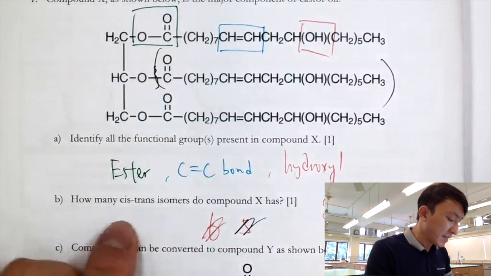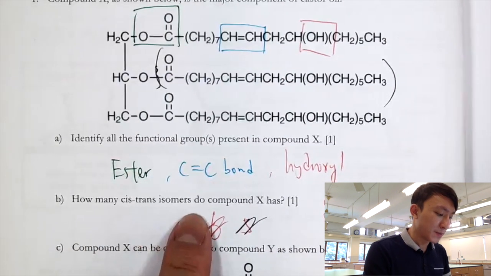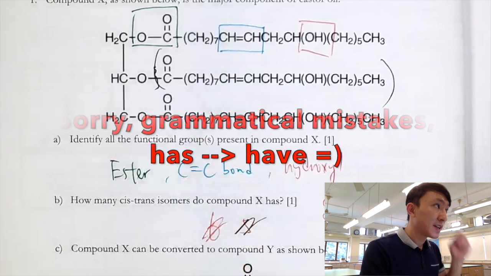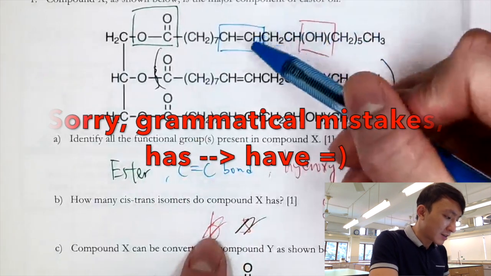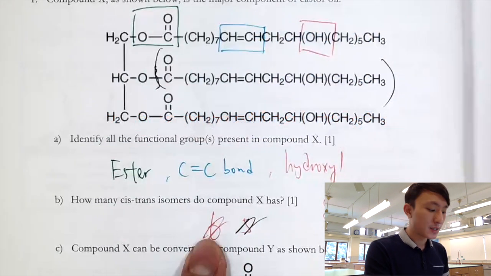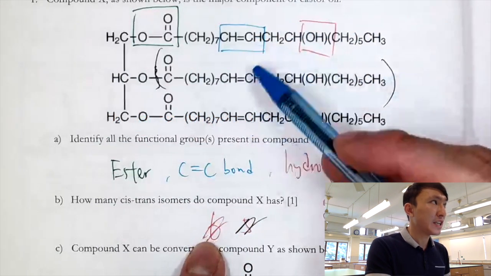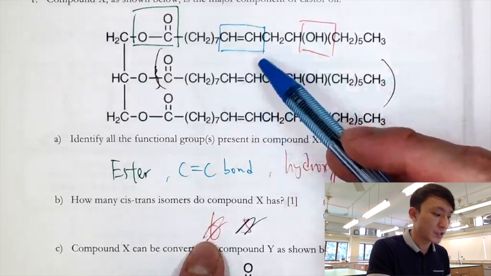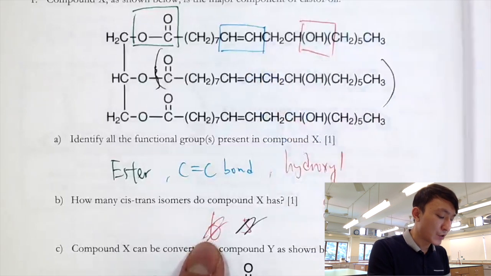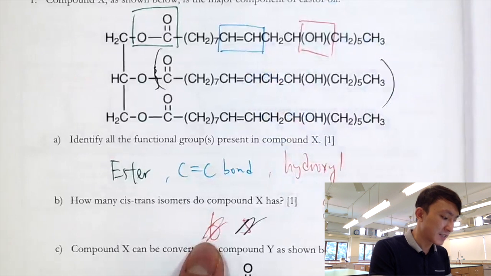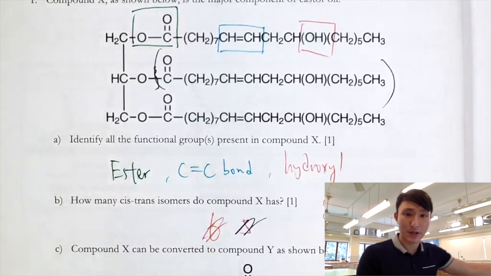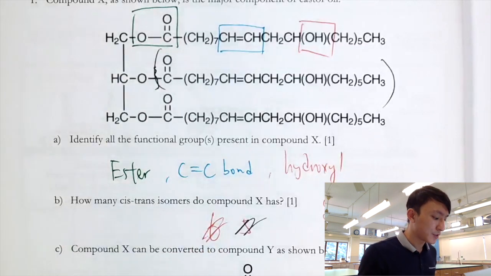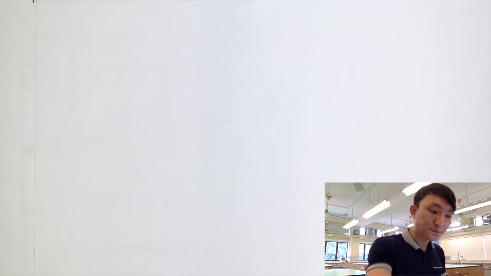Okay, so for part B, it says how many cis-trans isomers does compound X have. Actually, this is quite a challenging question because there are 3 double bonds. So with 3 double bonds, each of them can have its own cis or trans configuration. So how many cis-trans isomers can it form? Now, it's like a mathematical question plus some chemistry. So I tried to work this out quickly using a tree diagram.